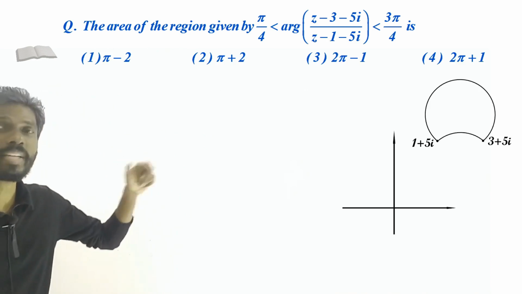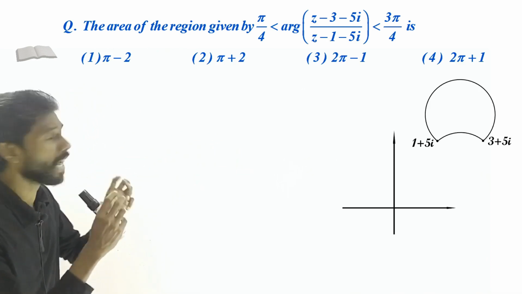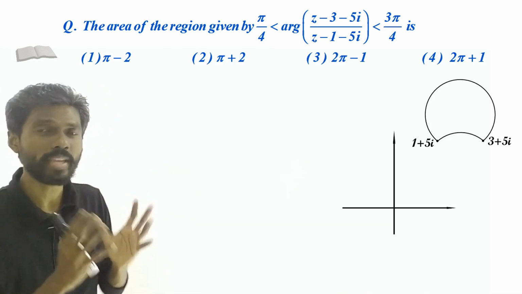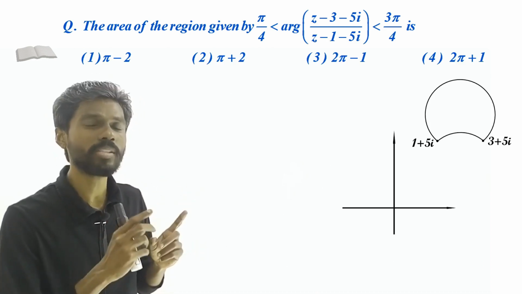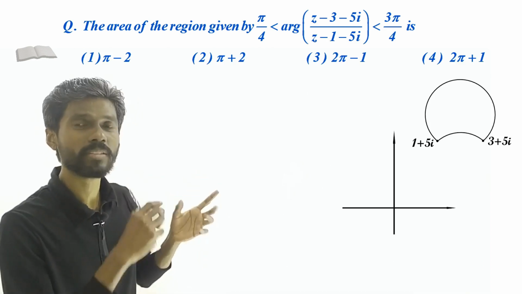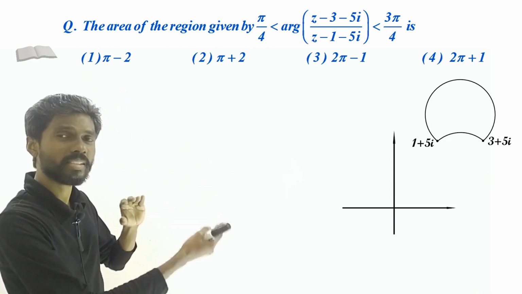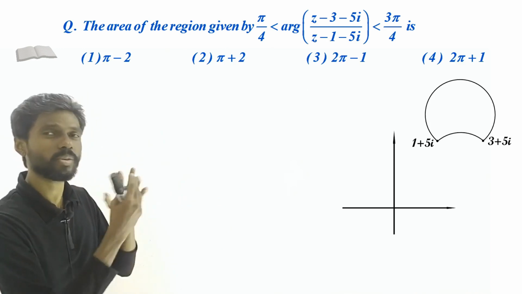So argument of (z minus a) by (z minus b). What is a here? That is 3 plus 5i, right, and b is 1 plus 5i. Now the last question was relatively easier because the 2 points were 2 and minus 2. So that means one point is on the positive x-axis, the other point is on the negative x-axis. So the midpoint is the origin. So it was symmetric, right? So we did it easily.